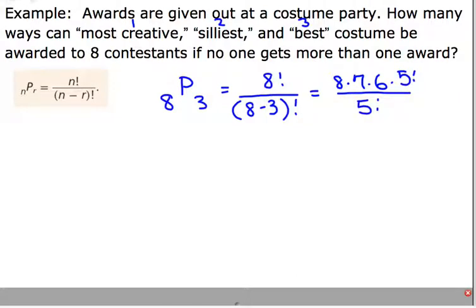All right, so I stopped at 5 factorial in the numerator. I stopped at 5 factorial in the denominator because that's what it is. And now I multiply 8 times 7 times 6. And we get 336 different ways that we can rearrange the awards for these 8 contestants at the party.